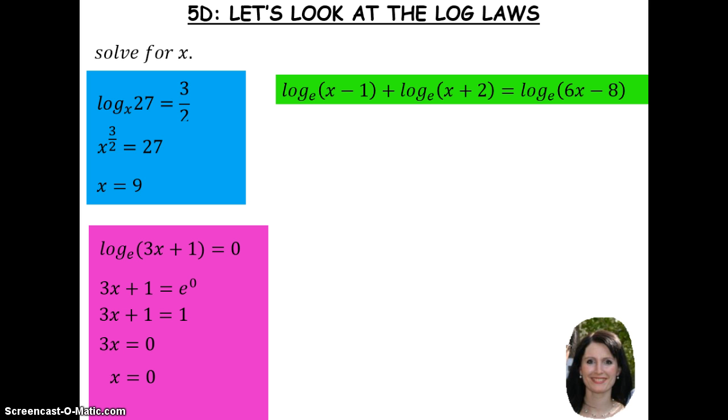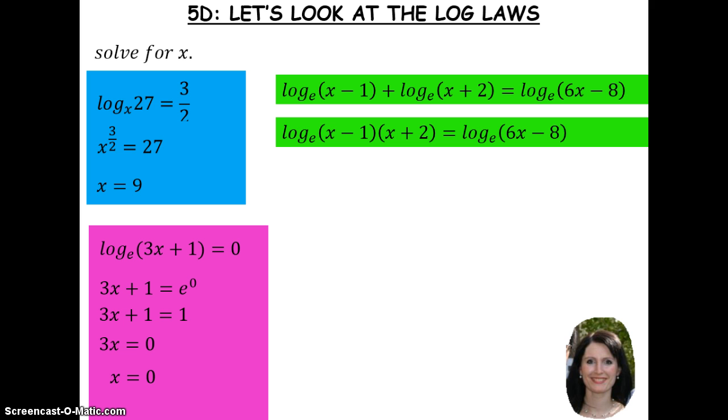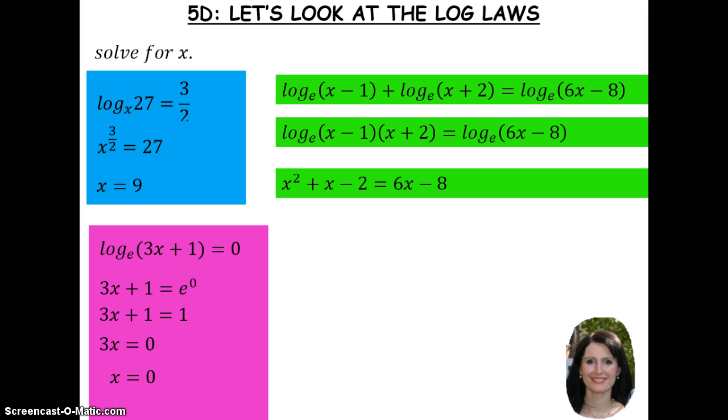How about this one here? This is a little bit more tricky. We've got log base e of x minus 1 plus log base e of x plus 2 equals log base e of 6x minus 8. In order to add the 2 logs on the left, we multiply them. So (x minus 1)(x plus 2) equals log base e of 6x minus 8. We can then expand by FOIL, if you like, and we get x squared plus x minus 2 equals 6x minus 8. Because the logs are the same, I can get rid of them once I've added the log e of x minus 1 and log e of x plus 2.